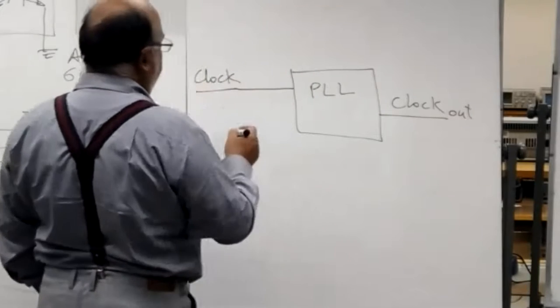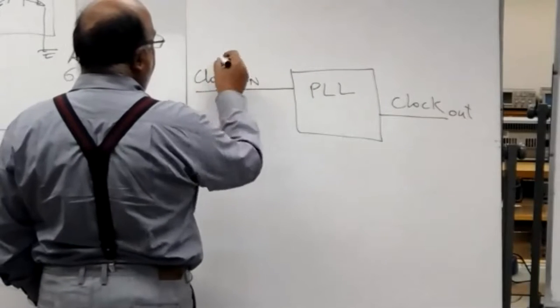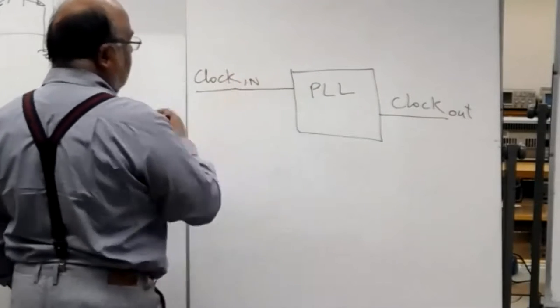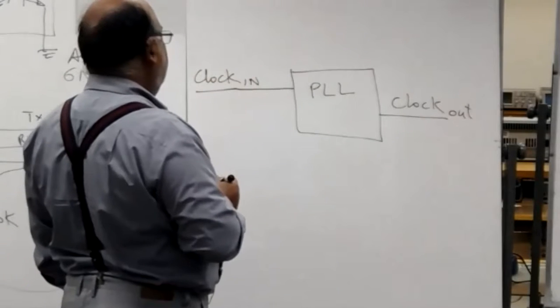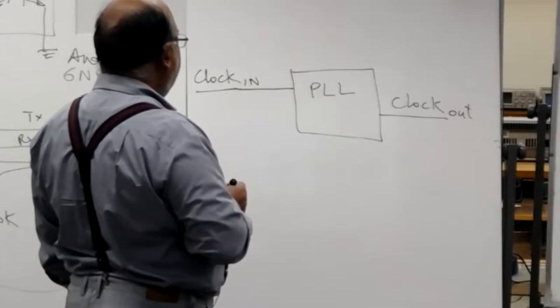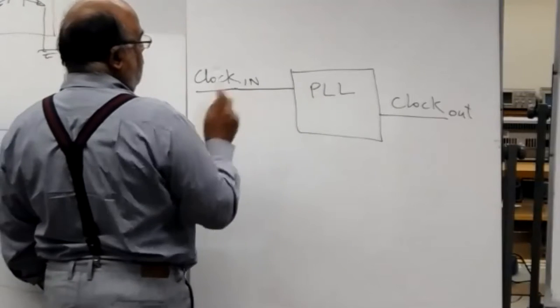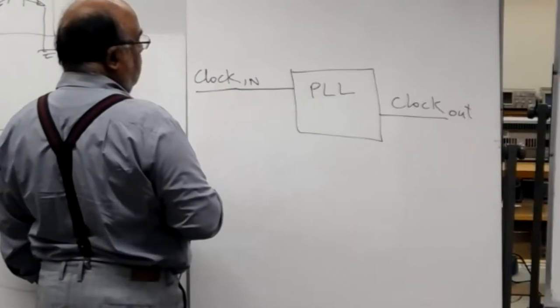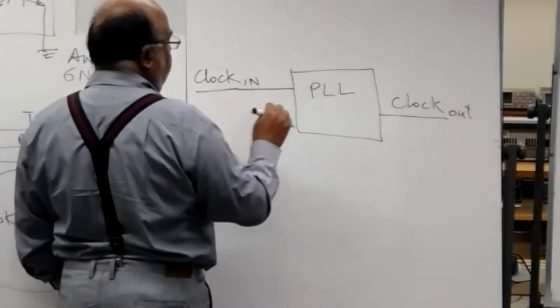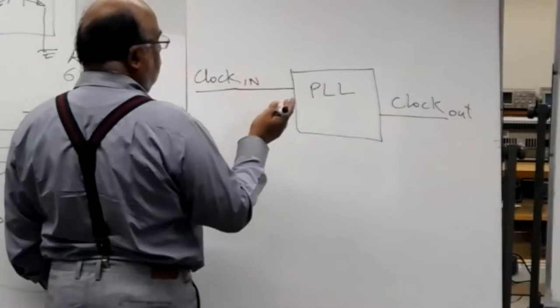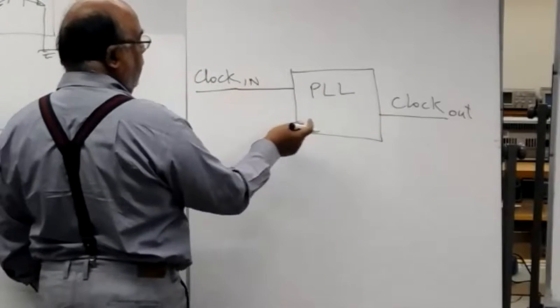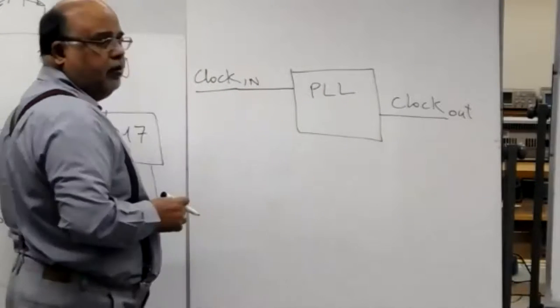It is basically data which has a clock embedded in it. We'll talk about that later: how is that embedded in it? So clock in and clock out. If these are both the same clock, you may say, okay, why not use this? Why are we using this?